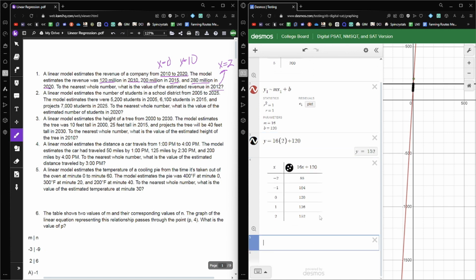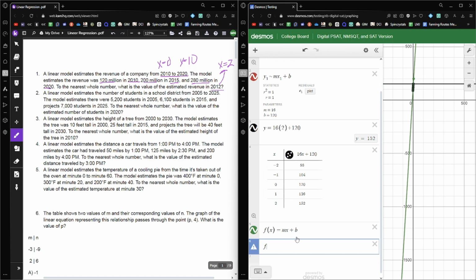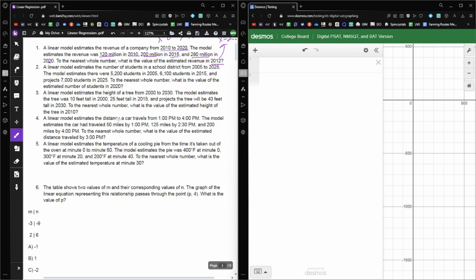And a third way you could do it is, you could put in f of x is equal to mx plus b. And now you can just do f of 2. You get 152. So that was just 3 different ways that you could do it. Whatever way works for you, whatever way is the fastest for you, you do that way. Let's move on to question number 2.